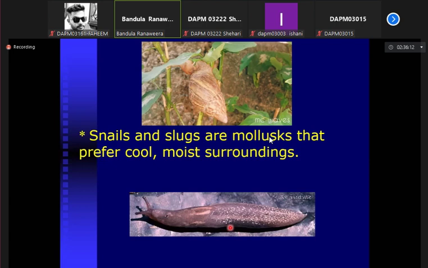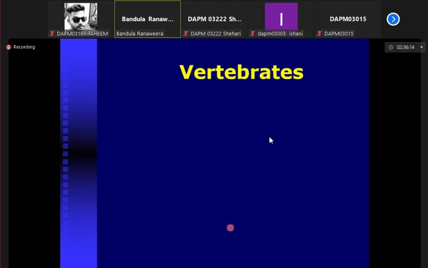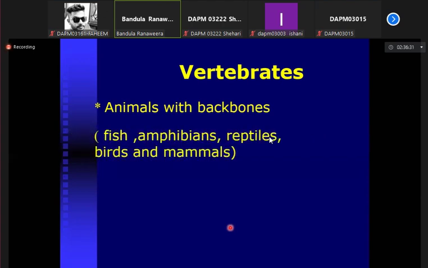So there is another group of pests: vertebrates. The large group, I mean the animals, the organisms are large. So, animals with a backbone. Now these are examples of vertebrates, right? Not all of these are pests. I just give an example.